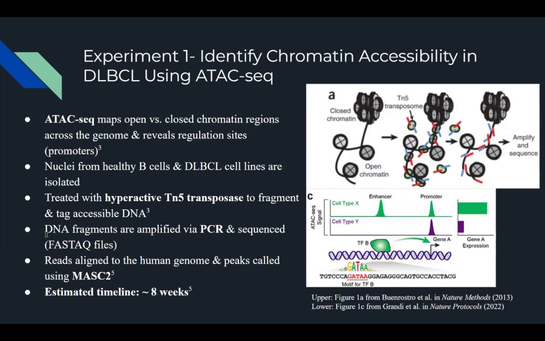By comparing the peaks of healthy and cancerous B cells, we can identify which chromatin regions are open and closed in DLBCL. The estimated timeline for this experiment is about 8 weeks, including experiment and data analysis. The sample gathering can take around 10 hours to complete, but this means the quality of the sample needs to be precise. The data analysis would take longer once the sequences are aligned and the peaks are called.